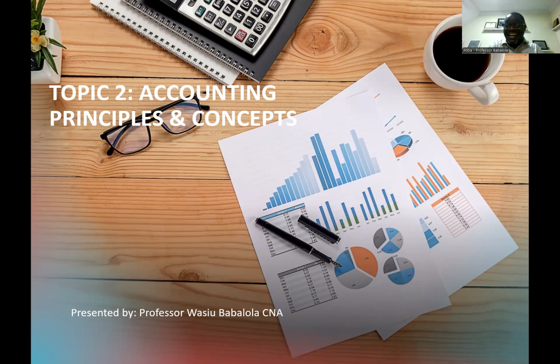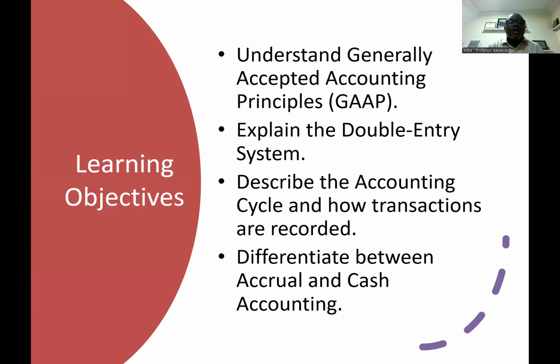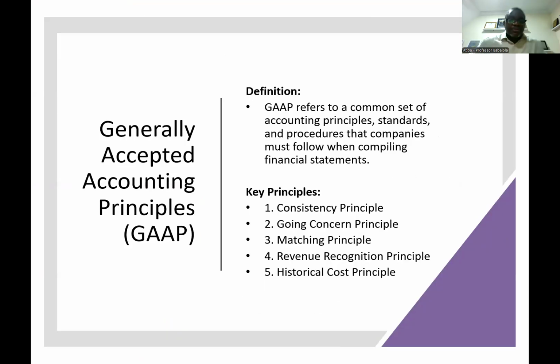Principles and concepts are things that guide the operations of accounts globally. So the objective of this class is for us to understand what is the generally accepted accounting principles, GAAP. I'm sure you remember we discussed this briefly during our last class. Also, we'll look at the double entry principle. We are going to look at the accounting cycle and how transactions are recorded. And we'll look at the difference between the accrual and the cash accounting concepts, which are known in the accounting world. So let's look at GAAP, generally accepted accounting principles.